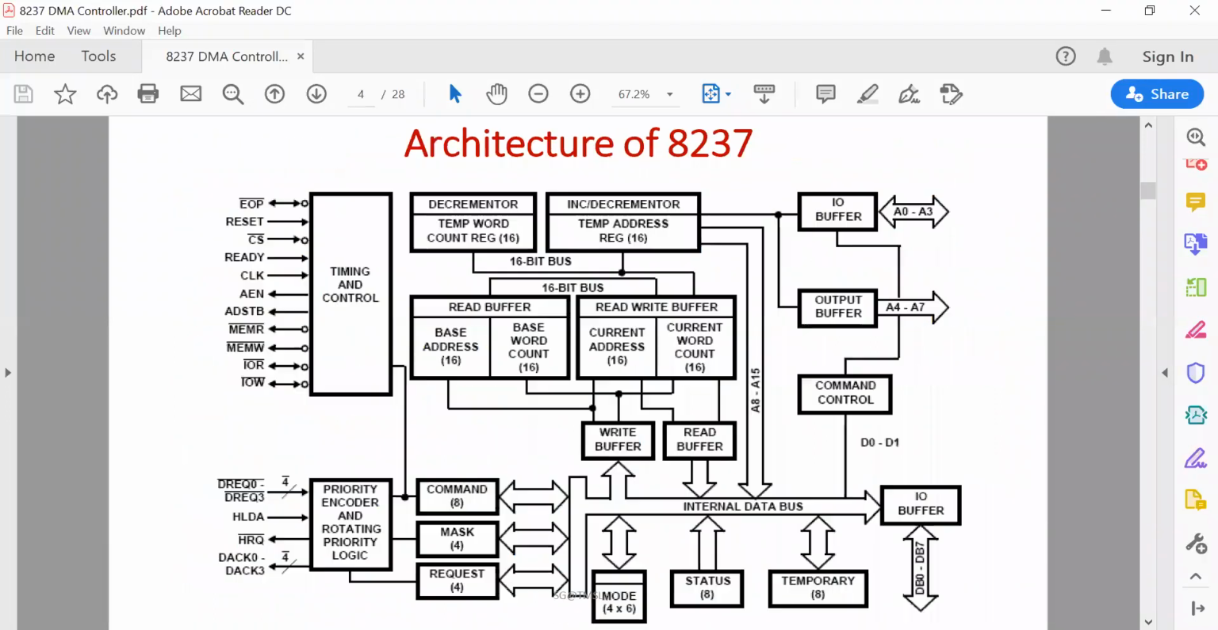So here is the architecture. So here is the architecture of the 8237 DMA controller.